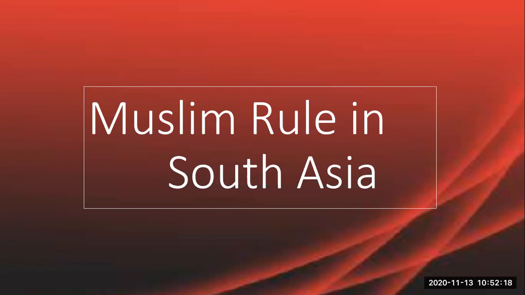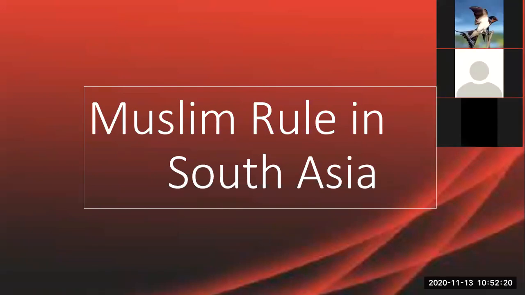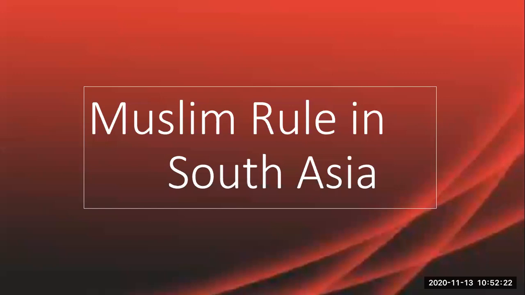Okay, so the first topic from this chapter is Muhammad bin Qasim. Muhammad bin Qasim was an Arab general, and he was only 17 years old. Arab general who conquered Sindh. When did he conquer Sindh? He conquered Sindh in 712 AD, right? This is important from this paragraph and from this page.